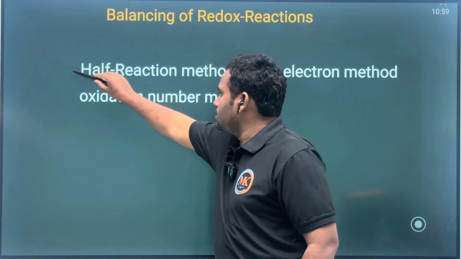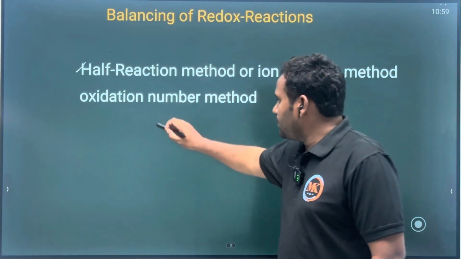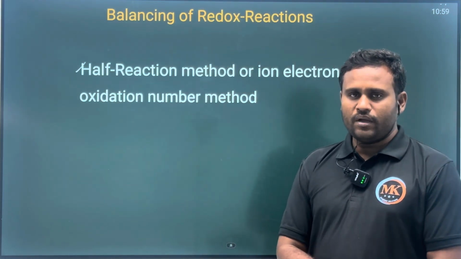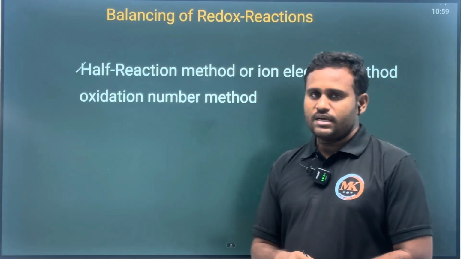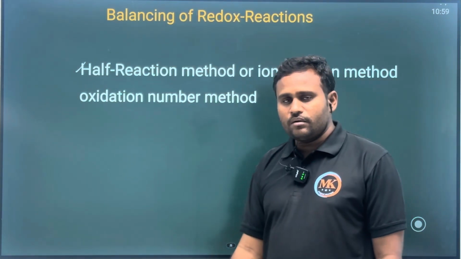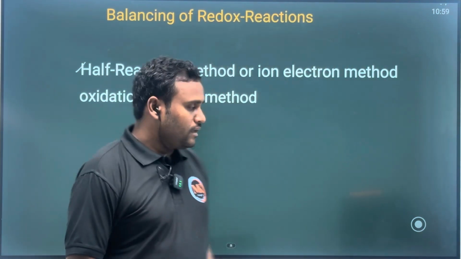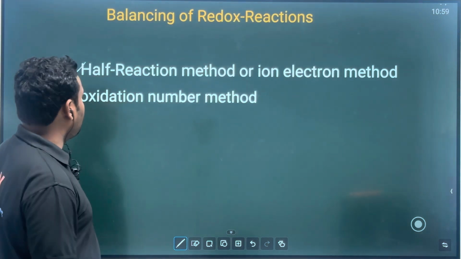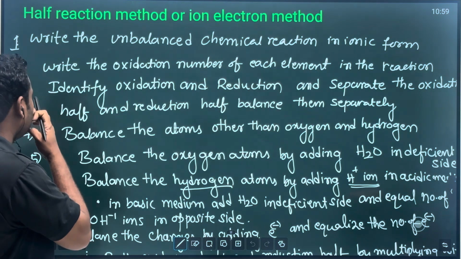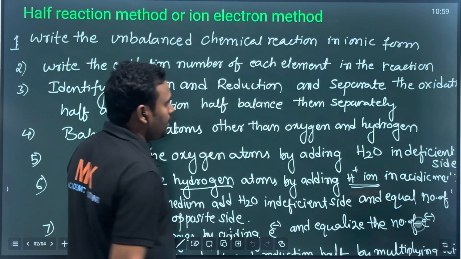The first method is the half reaction method, or ion electron method. The second method is the oxidation number method. Now let us discuss them one by one in detail. In this video I will cover the half reaction method, or ion electron method, and in the next video I will cover the oxidation number method.